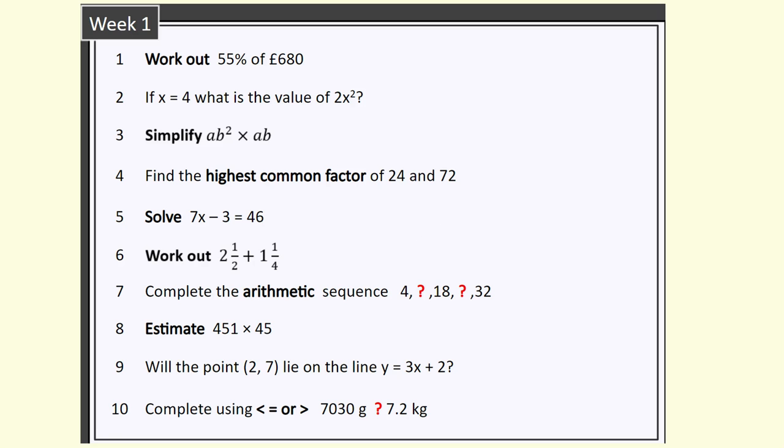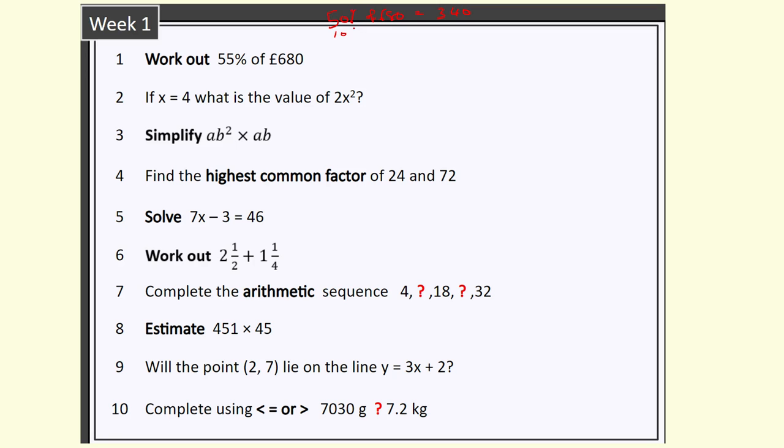Right, so if we have a look at some of these solutions, work out 55% of 680. Let's find some space here. First thing is to find 50%. 50% of 680 is half of that. So it's going to be 340.